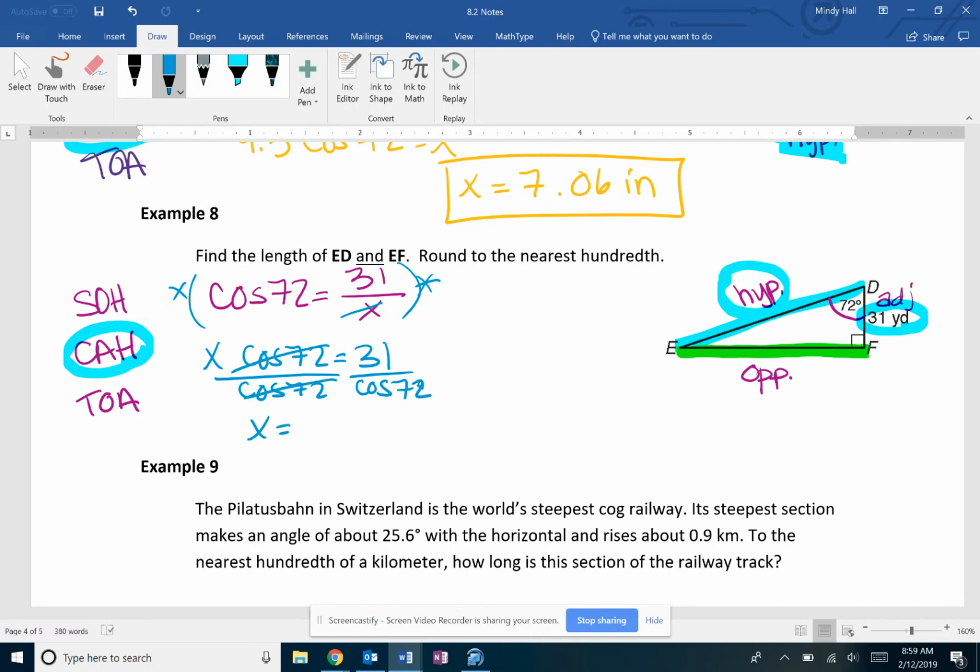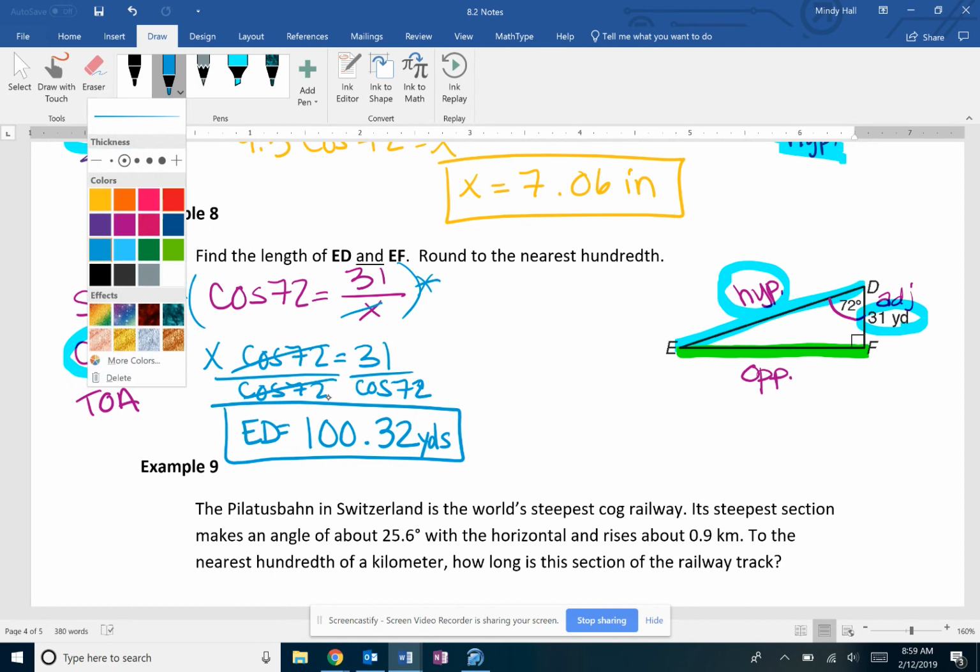So you get x equals 31 divided by cosine of 72. 31 divided by cosine of 72 is 100.318, so 100.32. And actually this is ED, so I'm just going to replace that with ED. And that is in yards. There we go.